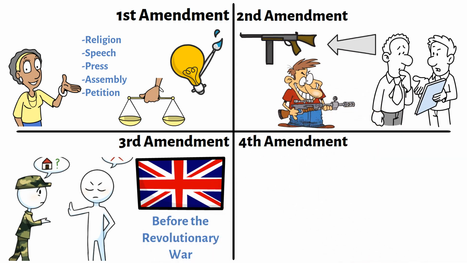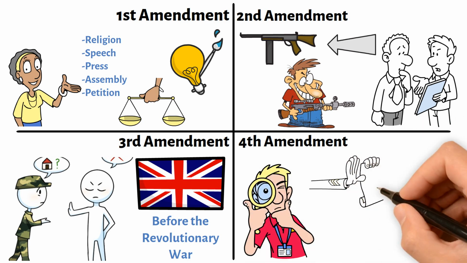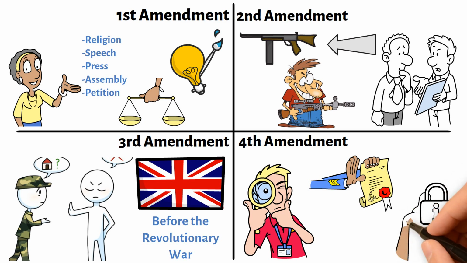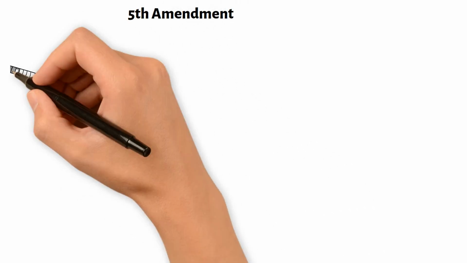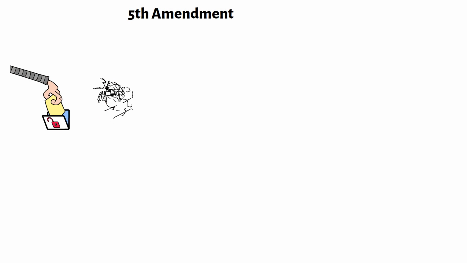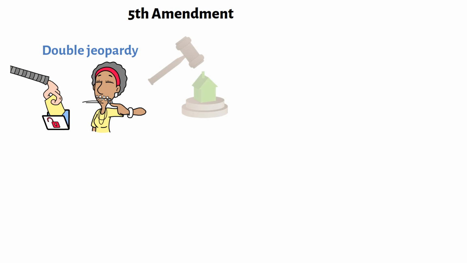Fourth Amendment protects against unreasonable searches and seizures, requiring warrants based on probable cause. This amendment forms the foundation of privacy rights. Fifth Amendment provides several legal protections, including the right to due process, protection against self-incrimination, and double jeopardy. It also introduces eminent domain.